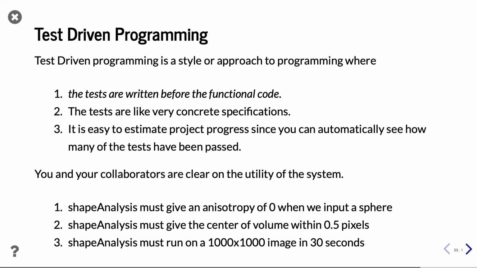And then you can also put on requirements that give more information about what you are doing. For example, if you have a sphere, you should have anisotropy 0. If you go for shape analysis and compute the center of volume, you should be within 0.5 pixels accurate in the volume position.